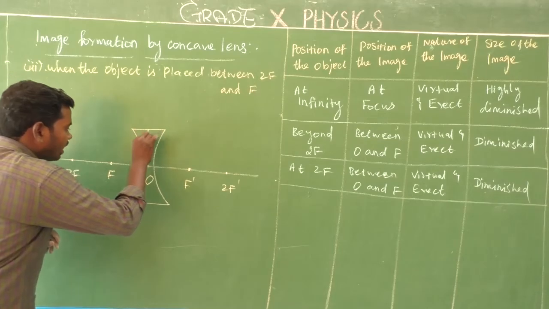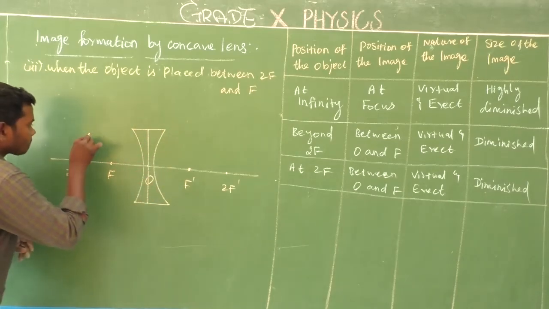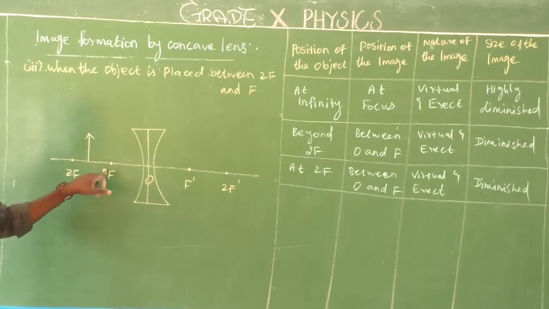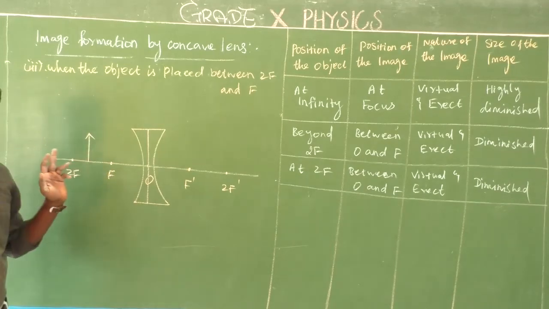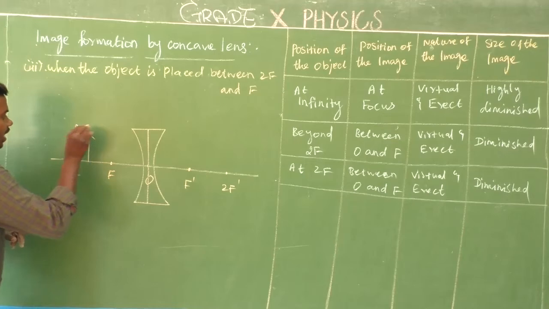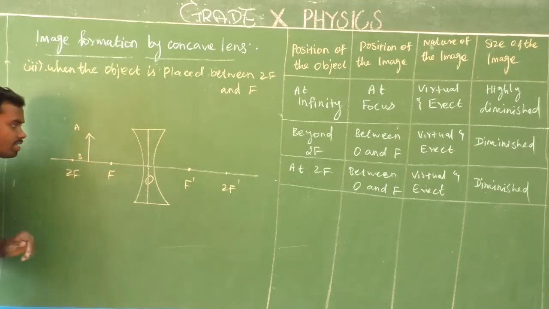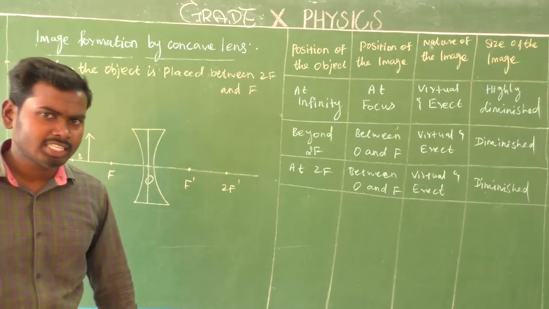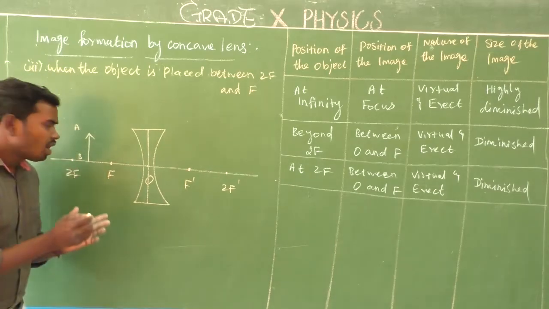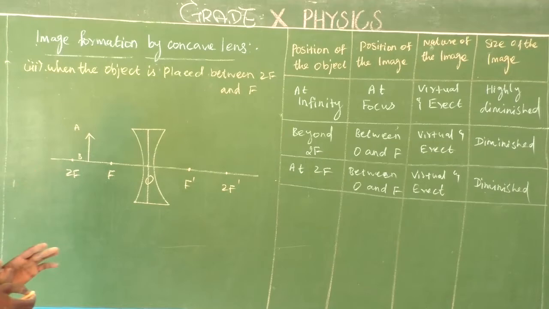So this is the center line of the concave lens. Next, I am going to place the object here, between 2F and F. Is it clear? Yes, very simple. Consider the top of the object as A and the bottom of the object as B, for our convenience. Is it clear? Yes. So light rays are coming from an object placed between F and 2F.